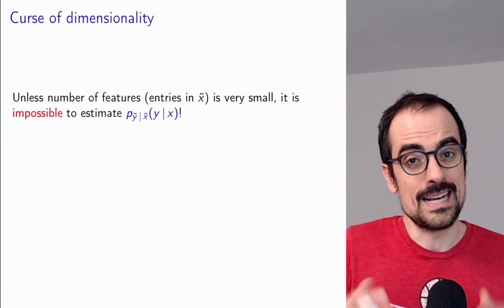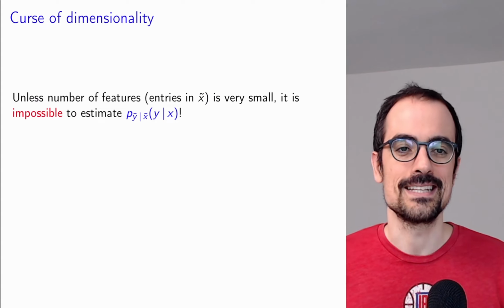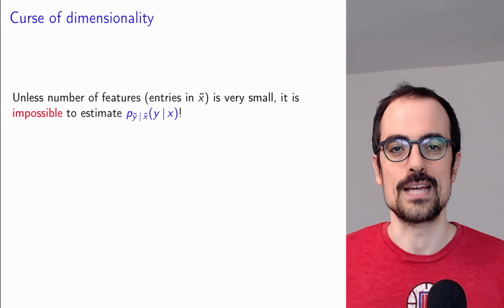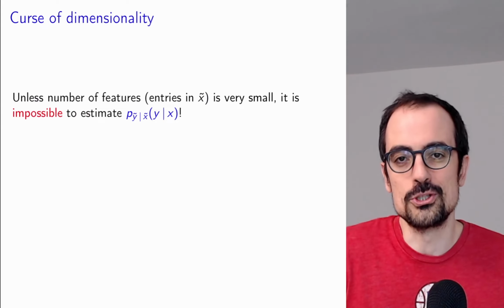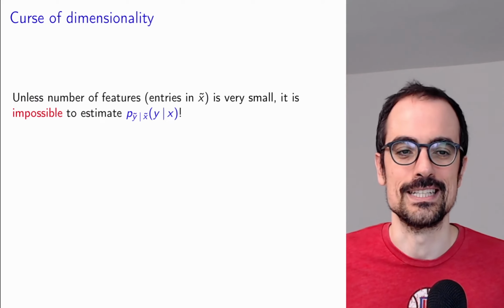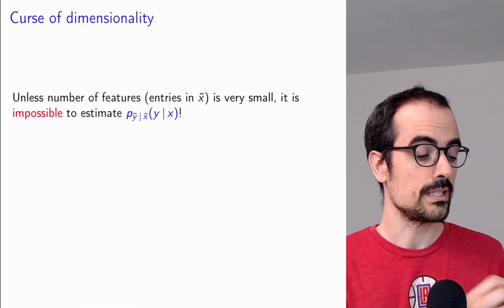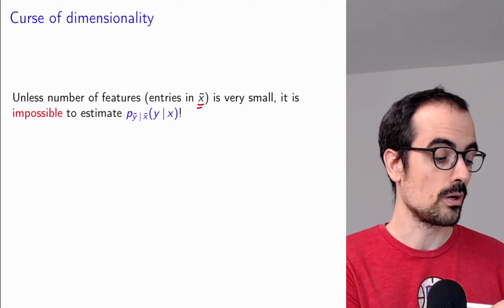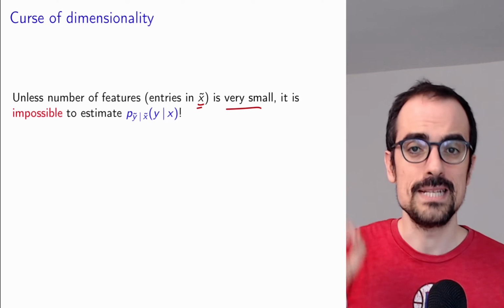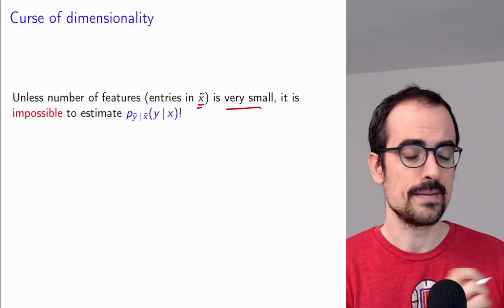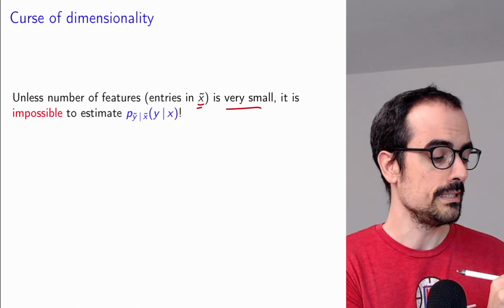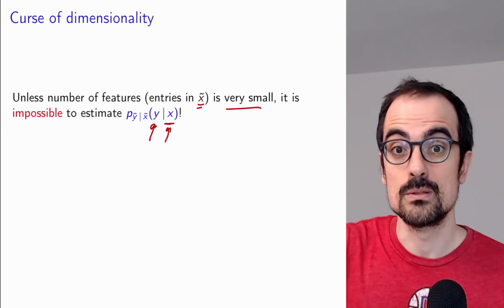And the solution, as often is the case in data analysis, is the curse of dimensionality. Well, not the solution, but the reason why classification is not easy. Because unless the number of features, the entries of this random vector, is very small, it is going to be completely impossible to estimate the conditional probability of each of the classes given every possible value of the features that you might observe.